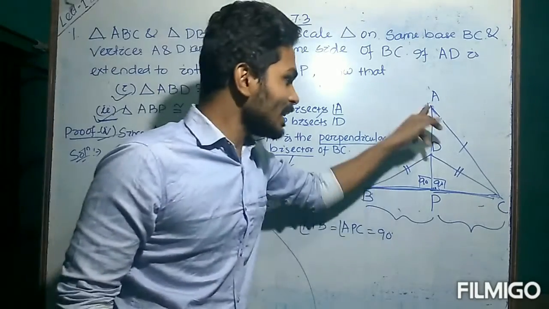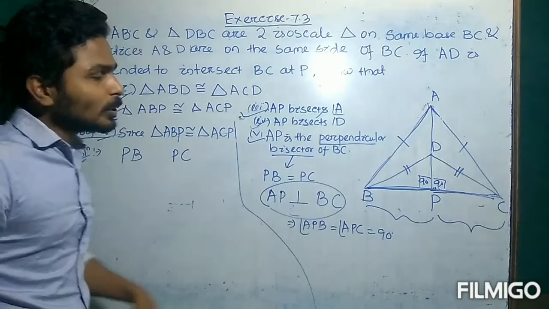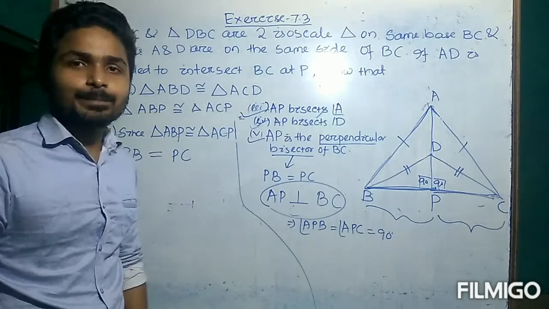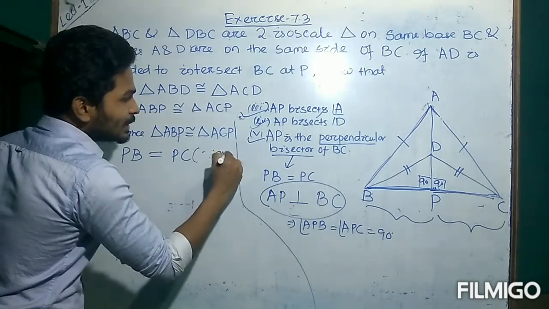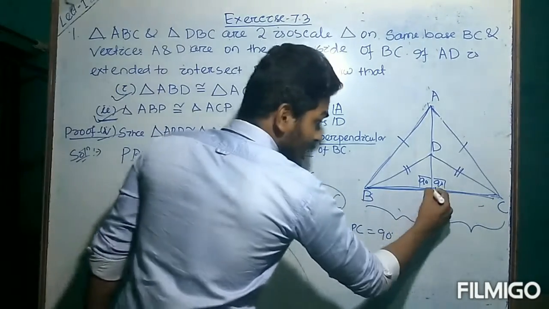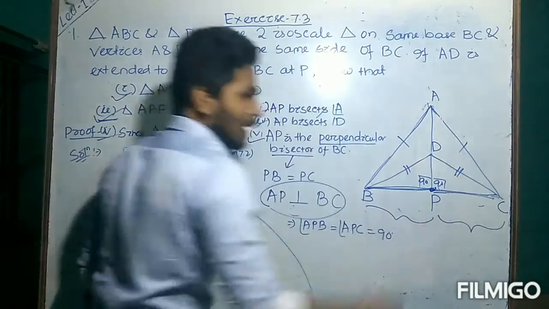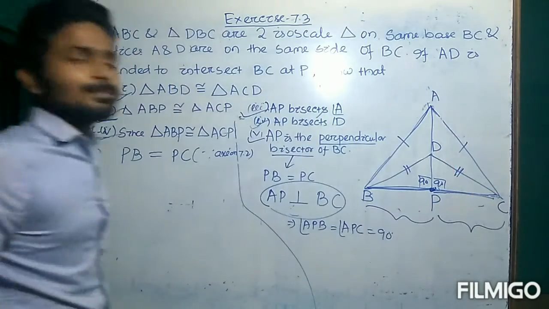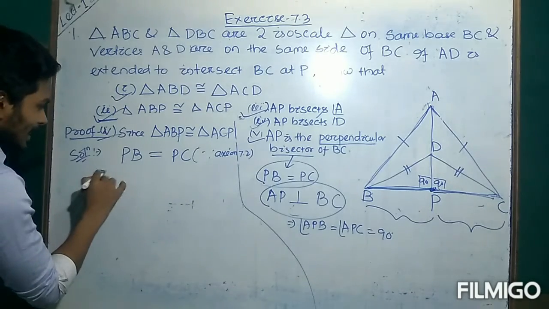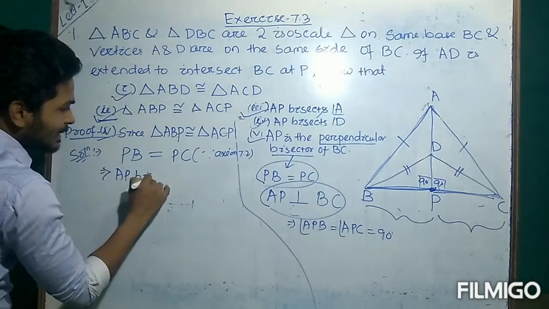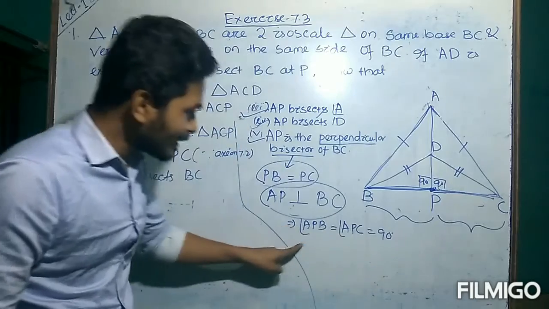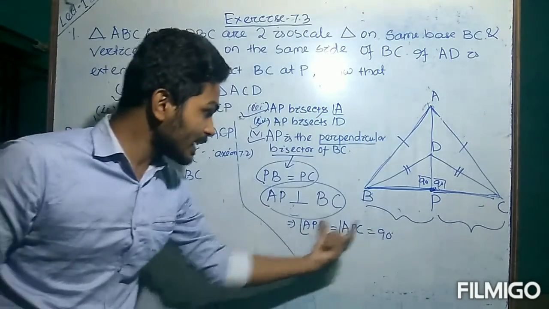But we know that this triangle is congruent to this triangle. So by axiom 7.2, if any two triangles are congruent, then their sides must be equal. So PB is equal to PC. Okay. So this is due to axiom 7.2. So we have found that PB is equal to PC. It means this point divides BC into two equal halves. It means AP bisects BC. Okay, so this thing has been proved. PB is equal to PC. Okay, it means what? Implies AP bisects BC. Clear?